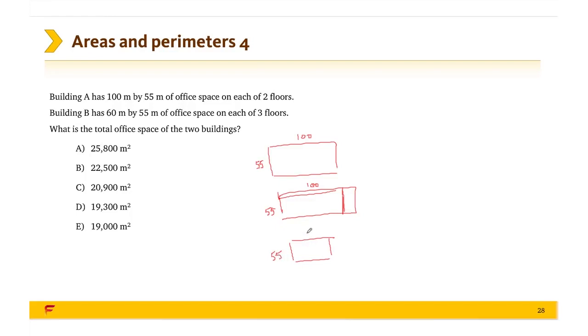Okay, the figures are not drawn to scale, you understand. They're drawn just to give an idea of what we need to compute. 60, again 60, 55. So what we need to do in this exercise is just sum those areas up. How are we going to do it? 55 times 100 times 2 plus 55 times 60 times 3.